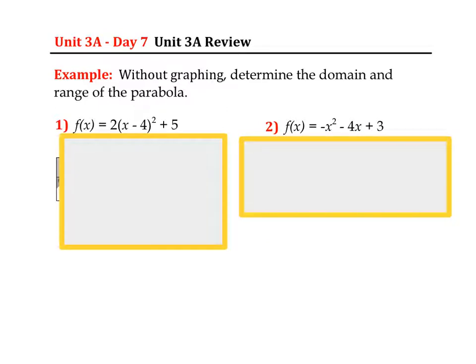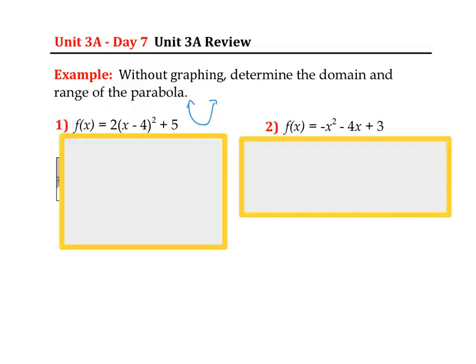We want to find the domain and range of two separate parabolas here, and it says that we're not going to graph them. So just by looking at these equations, I can take a look at the a value, that coefficient in front of the squared term, and I can determine, does this thing open up or down? All right, so if I look at the first one, for example, it's a positive 2 out front, so that means it's going to open upward.